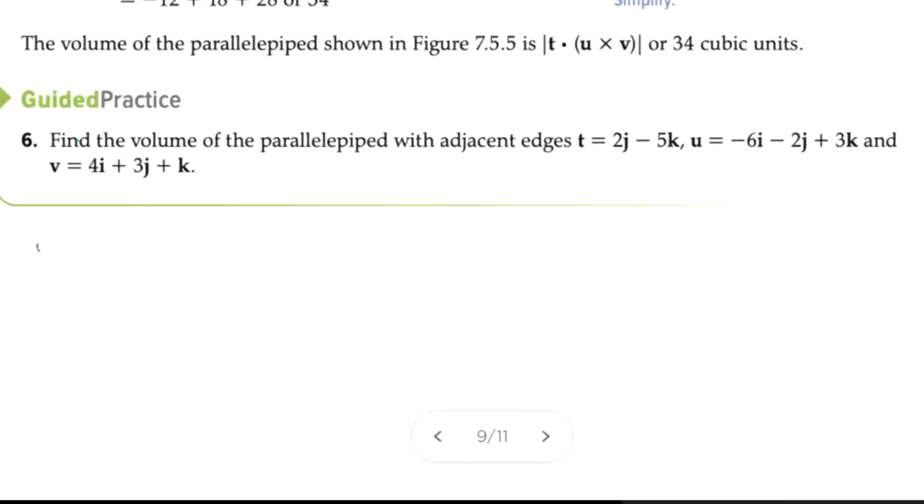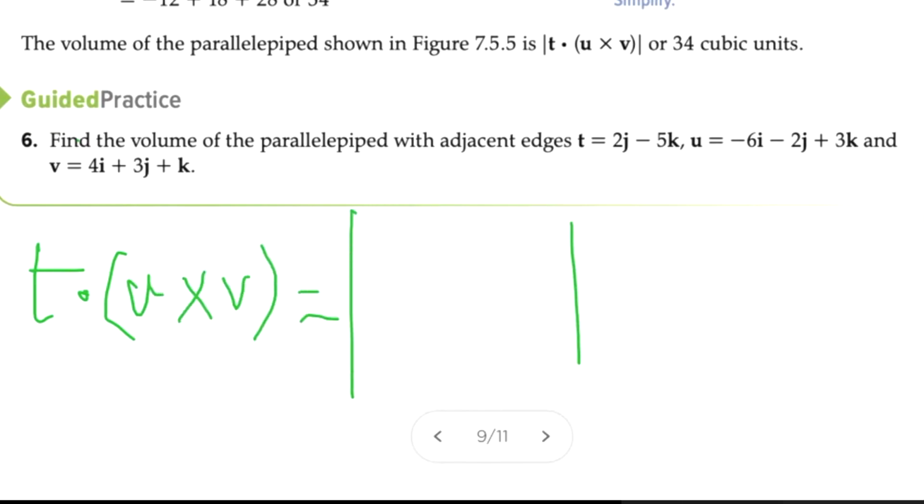T dot U cross V. And actually, it's the determinant. And you take the components of T.